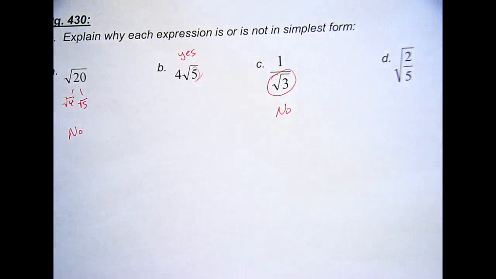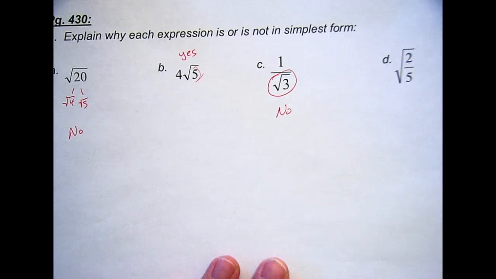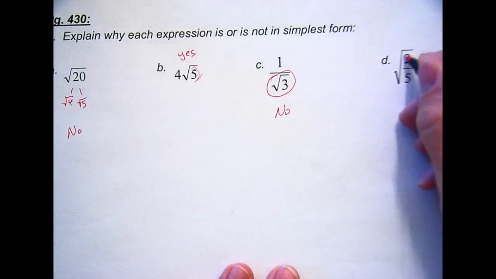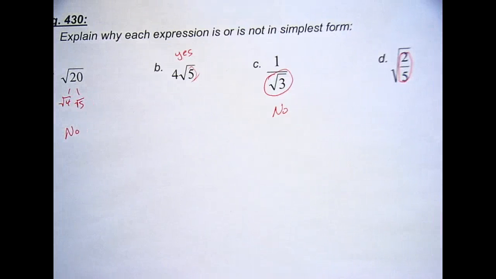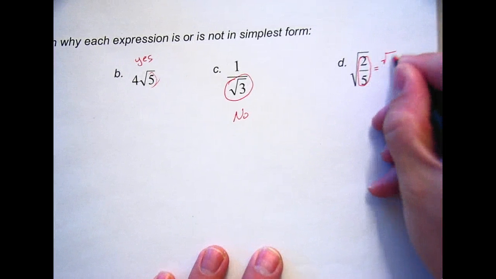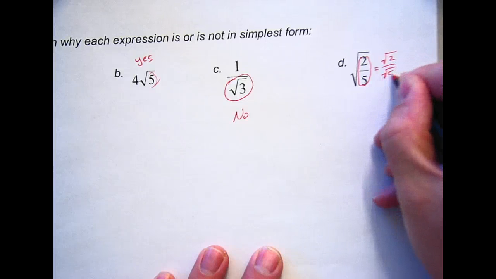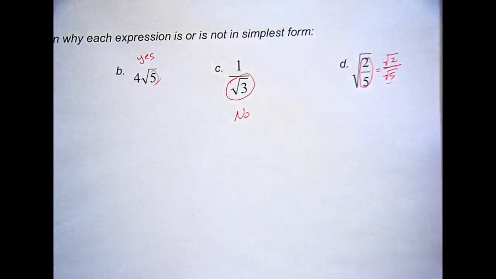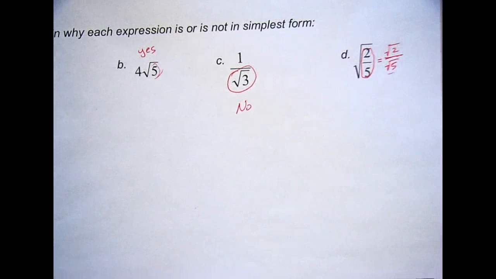Person number 2 gets letter D. Annalise? I said no because the expression in the radical is a fraction. Good. No, because you have a fraction in the radical. Anytime you have a fraction in the radical, you can break that down to root 2 over root 5. And now you have a radical in your denominator, so it doesn't work. Okay, very good. Any questions on those?